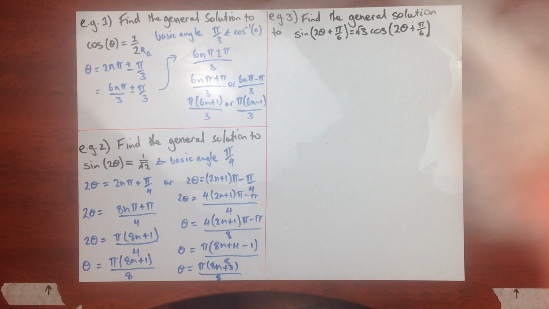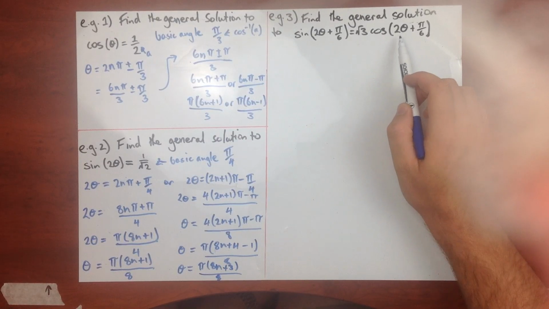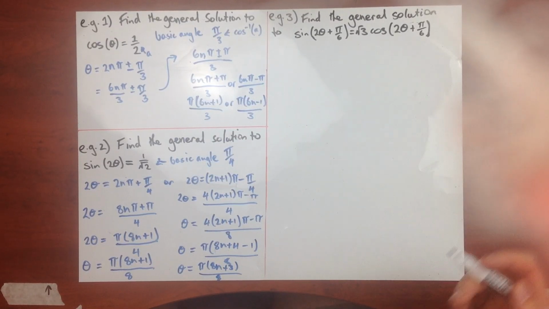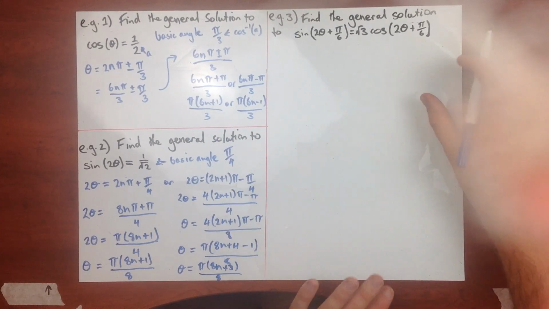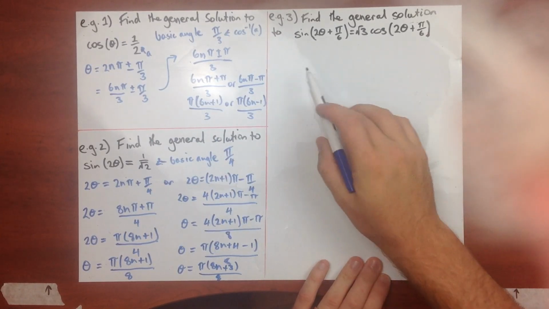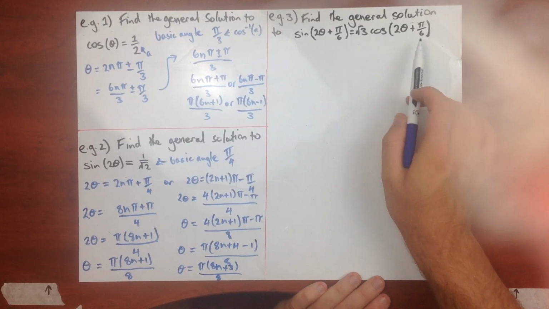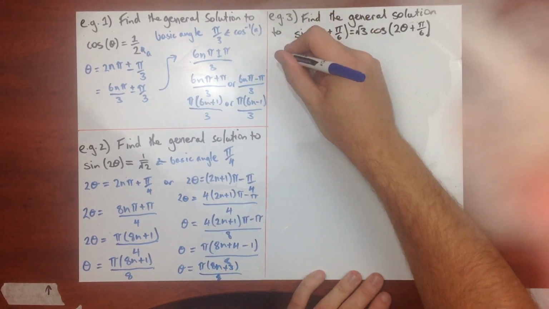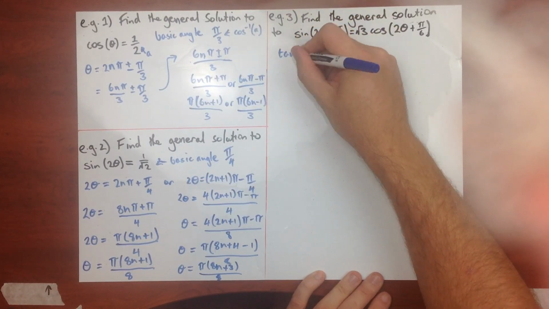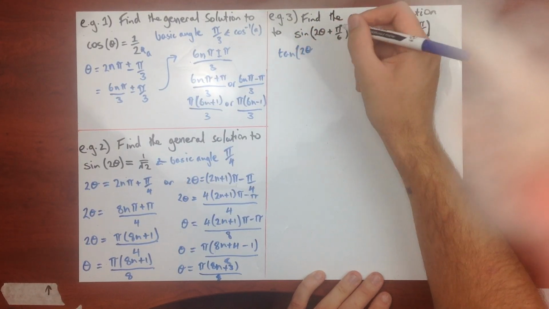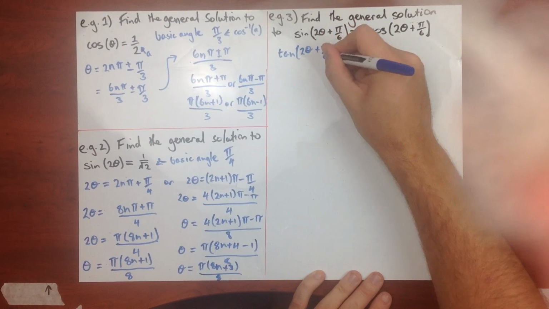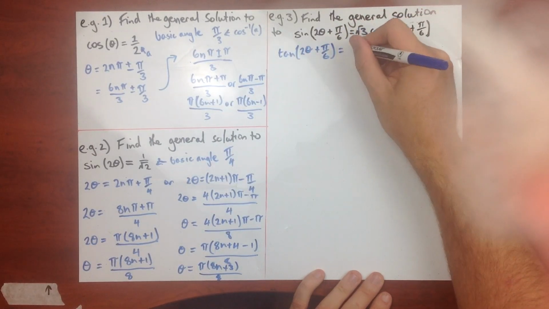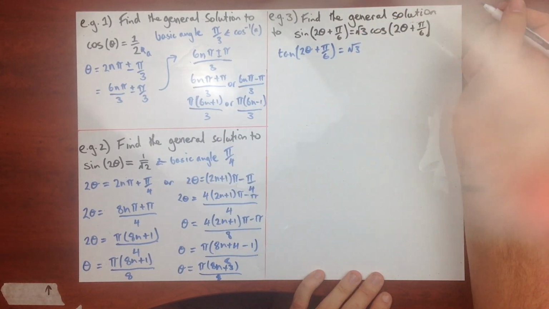Okay, and our last worked example is find the general solution to sine of 2 theta plus pi on 6 equals root 3 cos of 2 theta plus pi on 6. So hopefully from doing some of your previous work, you will have realised that the process here would be to divide by cos to both sides, turning this one into tan. So first thing we need to do, turn into tan of 2 theta plus pi on 6, and we're going to be left with, on this side, just root 3.